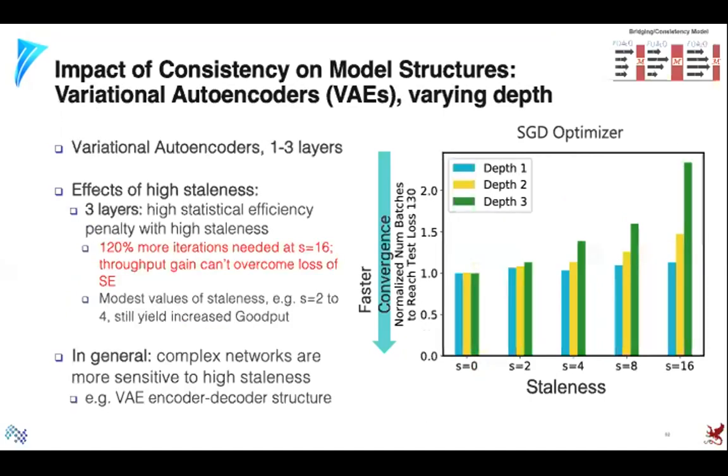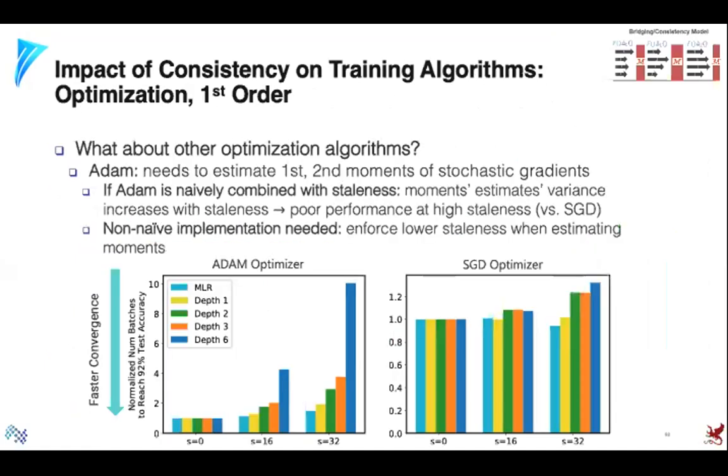But as the models get more complex, let's look at variational autoencoders with 1 to 3 hidden layers. Once we get up to 3 hidden layers and pretty high staleness, like staleness 16 iterations, we start to see statistical efficiency penalties in excess of 100%. So taking more than 100% extra iterations means that you're taking twice as many batches to converge or more. So in general, complex networks are more sensitive to staleness, and care should be taken not to set too high staleness or asynchrony values in such networks.